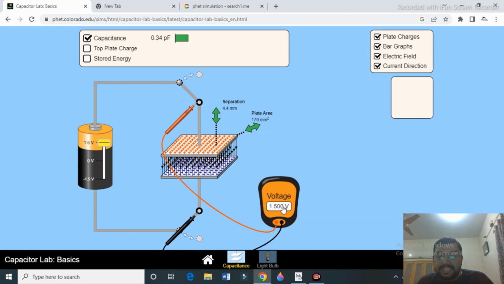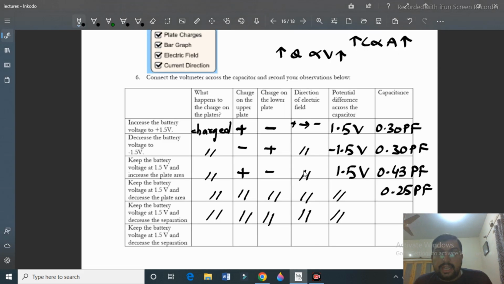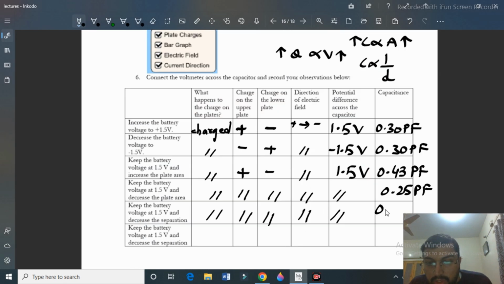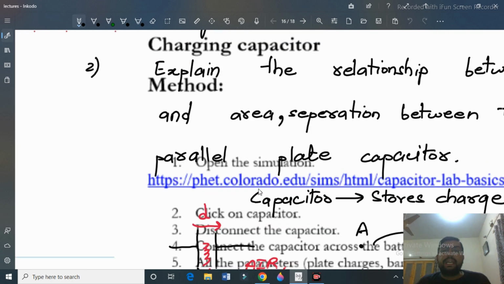So what is the relationship between those two variables? The relationship between capacitance and the separation between the plates is inverse. The last observation is by yourself. What is the capacitance at 4.4 millimeter and 170 millimeter square? That is 0.34 picofarad. I will be writing it here, 0.34 picofarad. So now let's move on to the objectives of the lecture.